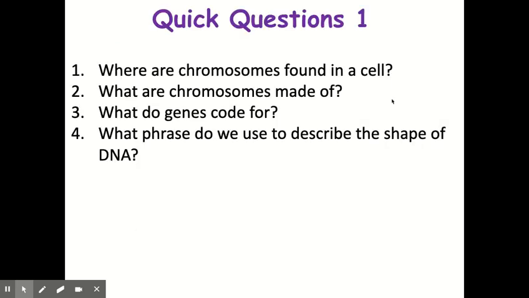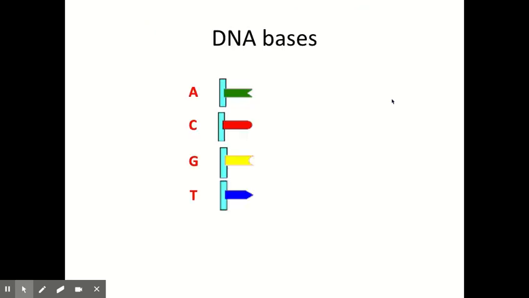Now, before we move on, let's try some quick questions to check our knowledge before we learn any more. Try these 4 questions, pause the video, and then play when you're ready for the answers. Number 1, where are chromosomes found in a cell? Chromosomes are found in the nucleus. What are chromosomes made of? They're made of DNA. What do genes code for? Genes, remember, are a section of DNA that codes for a protein. And number 4, what phrase do we use to describe the shape of DNA? It's a double helix.